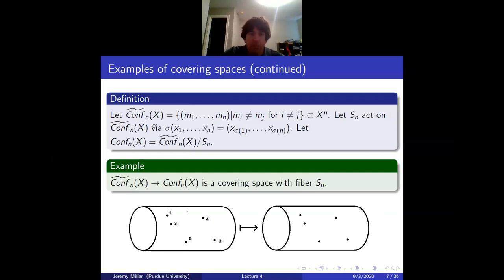And this space has a natural action of the symmetric group by permuting the order. The unordered configuration space is the quotient, so this is the configuration space of indistinguishable points. I guess we topologize everything with the subspace topology and then the quotient topology. And this is an example of a covering space with fibers isomorphic to the symmetric group. Okay, any questions?